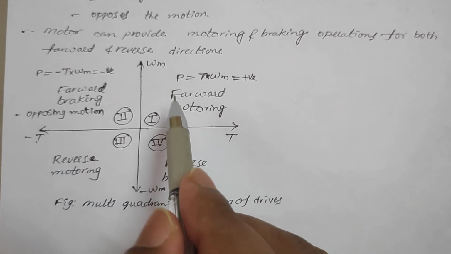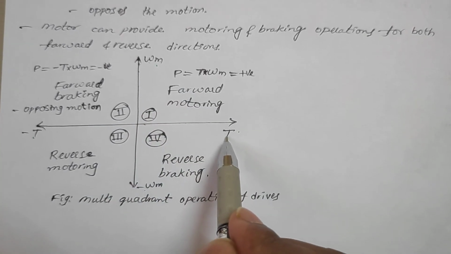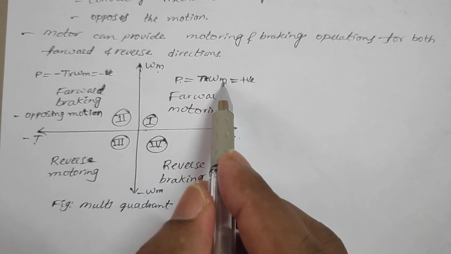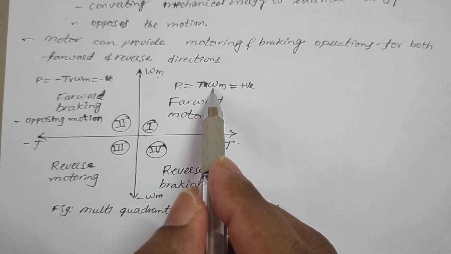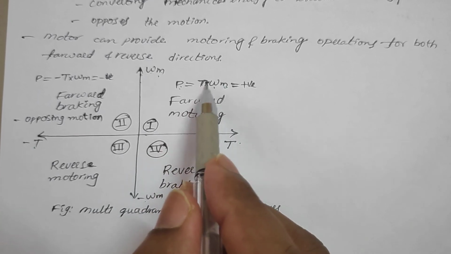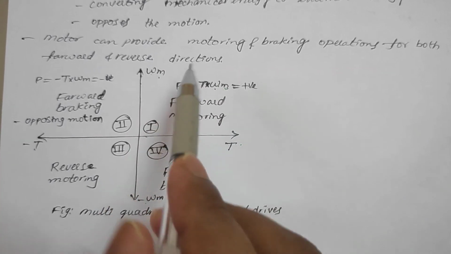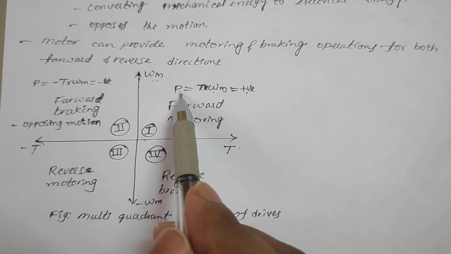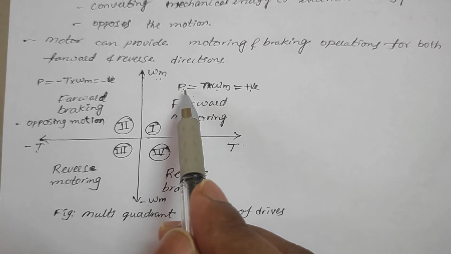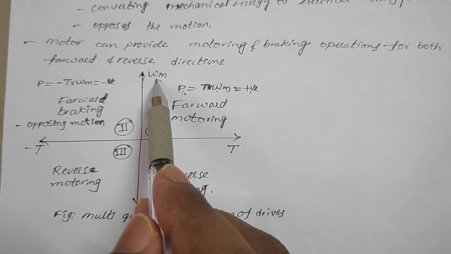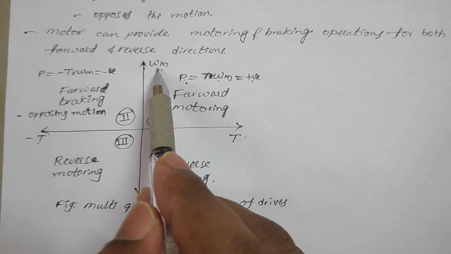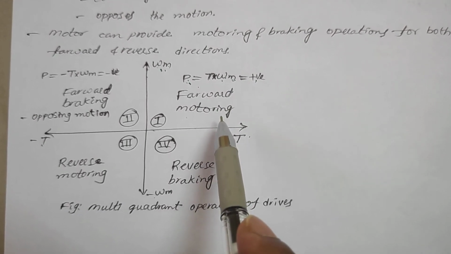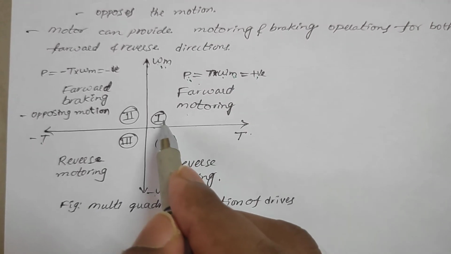When both speed and torque are positive, what is power? Power P is equal to T into omega m. Here omega m is nothing but the motor speed in radians per second. As both torque and speed are positive, your power is positive. When power is positive and the motor is operating with the positive speed, that is called the forward motoring mode or forward motoring operation. That is in the first quadrant.